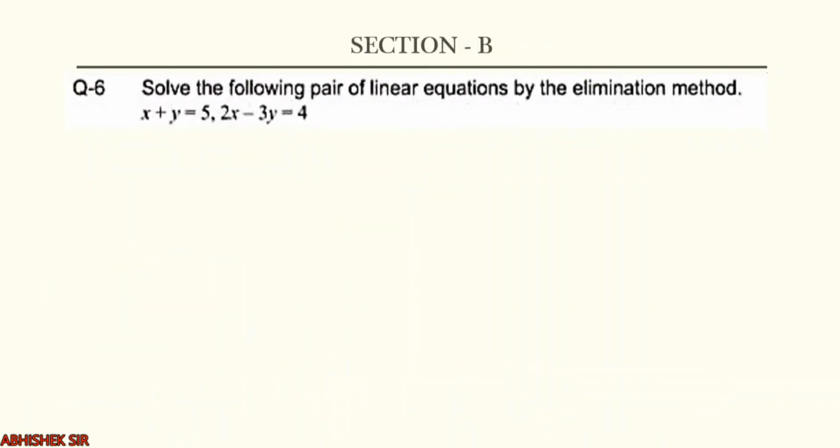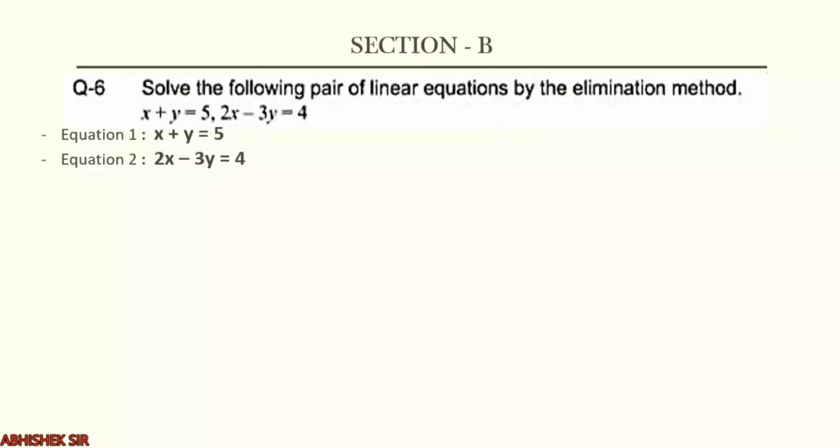Moving on to question number 6. Solve the following pair of linear equations by elimination method. Now in elimination method, what do we do? We compare the coefficients of the variables. Any one we will choose and make it equal, and then we will eliminate that. So first of all, let us write both the equations. Equation 1, x plus y equals 5. Equation 2, 2x minus 3y equals 4.